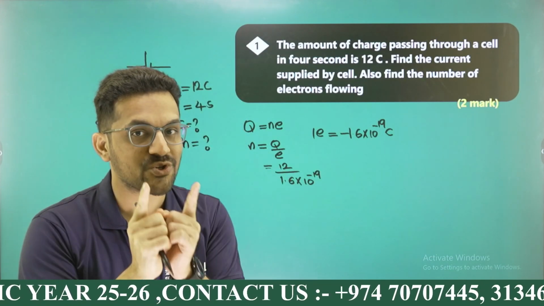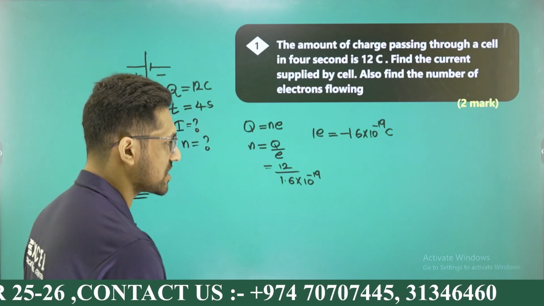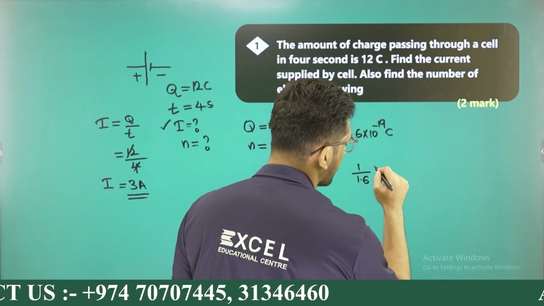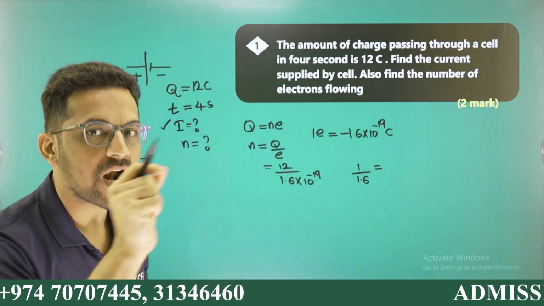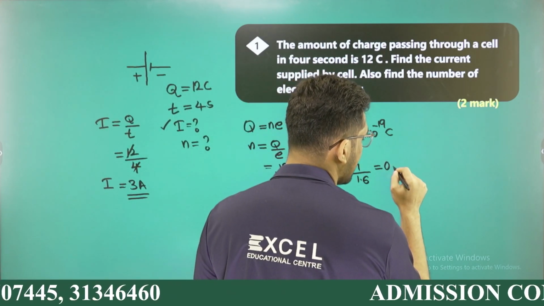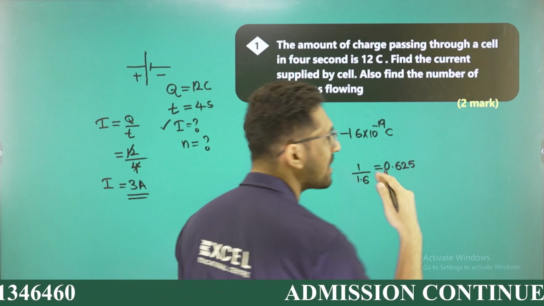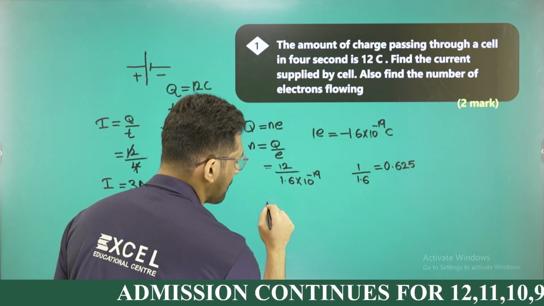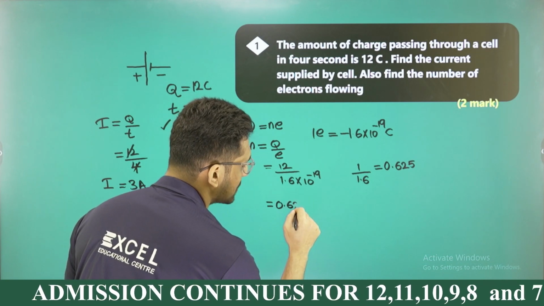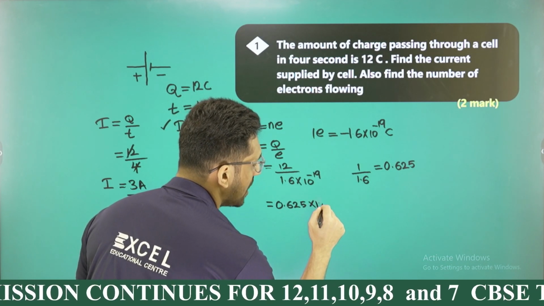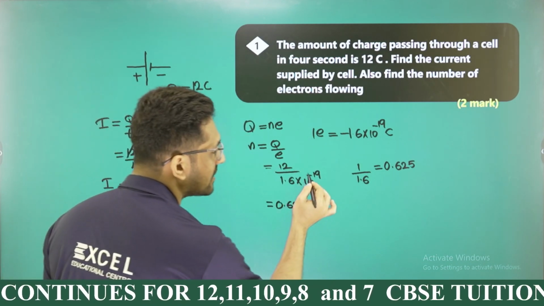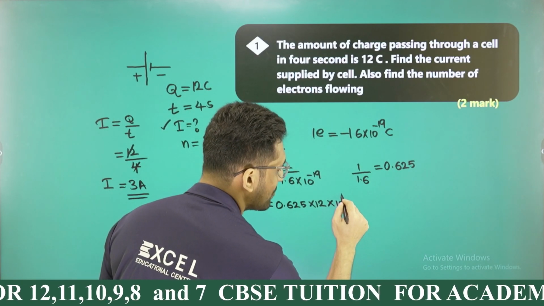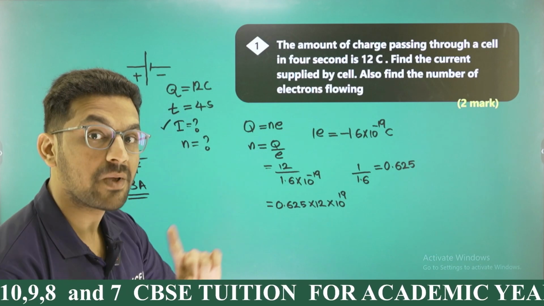Now, I'm going to teach you a little trick. What is 1 by 1.6? Memorize the value. 1 by 1.6 is 0.625. Memorize that value. It will help you during the calculations. So 1 by 1.6 is 0.625 into 12. Then this 10 raised to minus 19 is coming to the top, so into 10 raised to 19. This minus 19 will become plus 19.